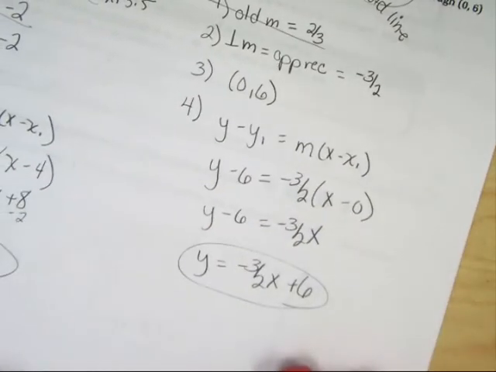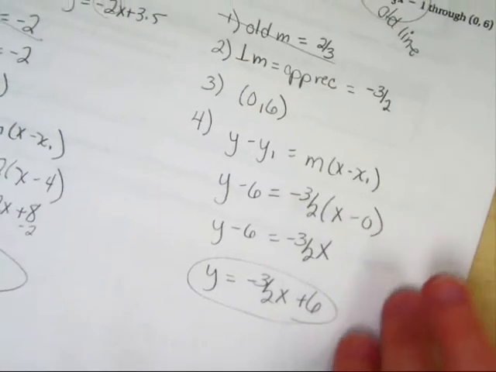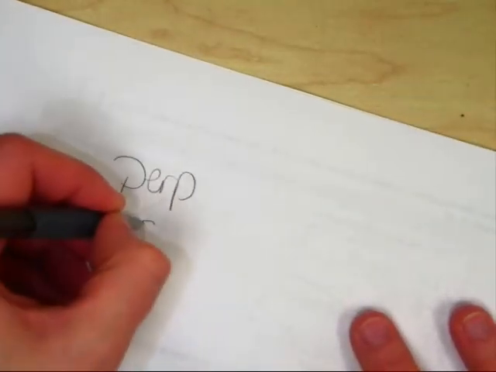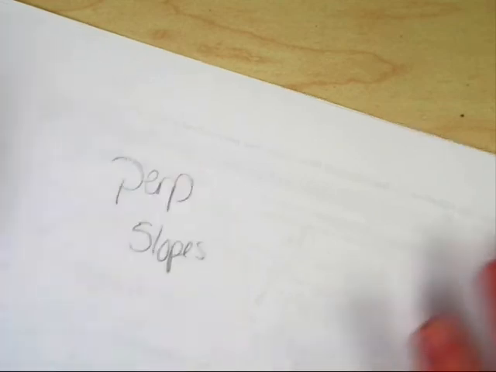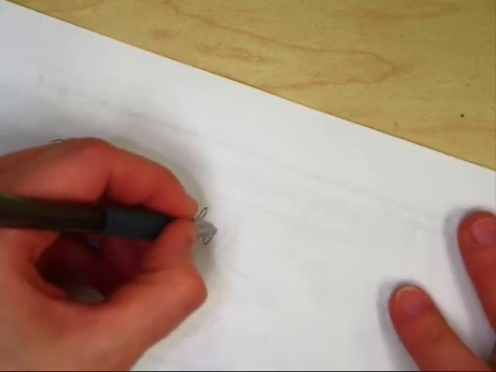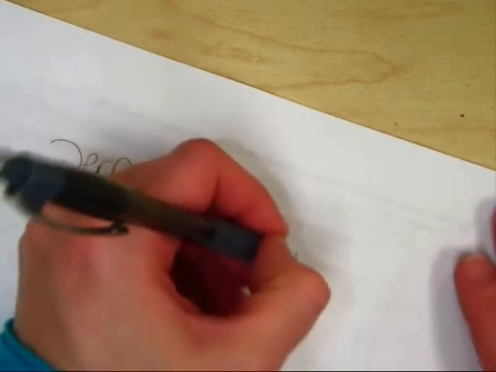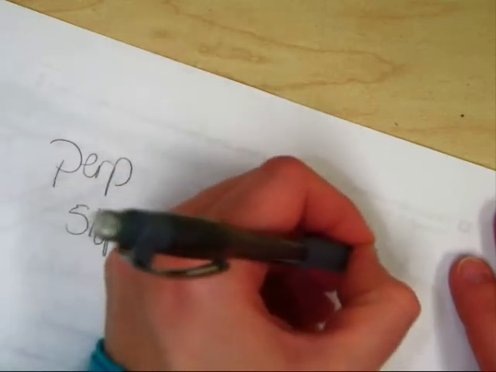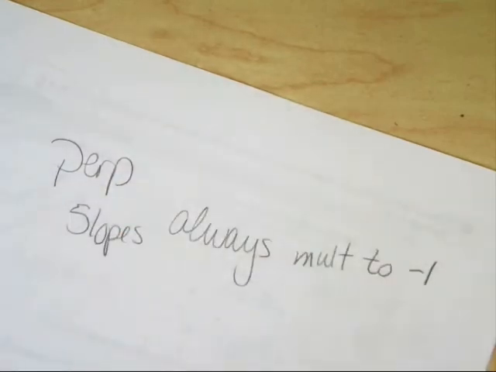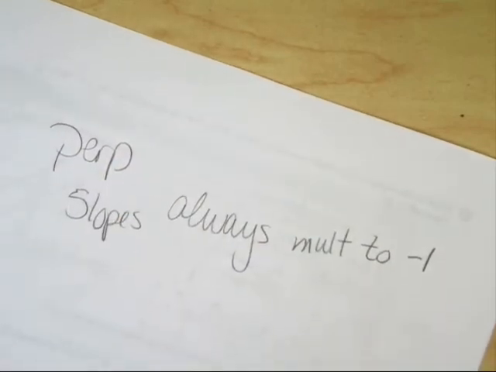So just take a look at the difference. The last thing, and I promise it's the last thing, is I want to make sure you understand one little quirk about perpendicular slopes. Perpendicular slopes. Here it is. You ready? Always multiply to -1.